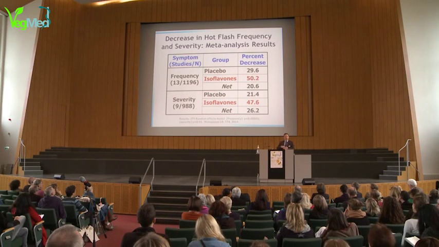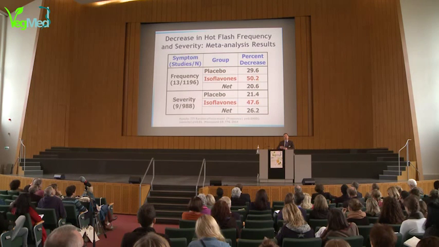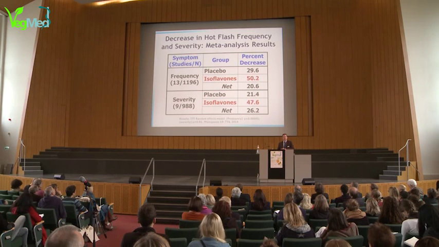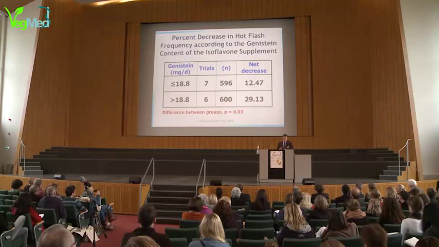You see the placebo response, generally it's about 25% improvement, the effect of isoflavones, and then the effect beyond the placebo effect. So isoflavones reduced hot flash frequency by about 21% and hot flash severity by about 26%. And in both cases, those findings were highly statistically significant. So in my opinion, the evidence is very consistent, very clear that isoflavones alleviate hot flashes.